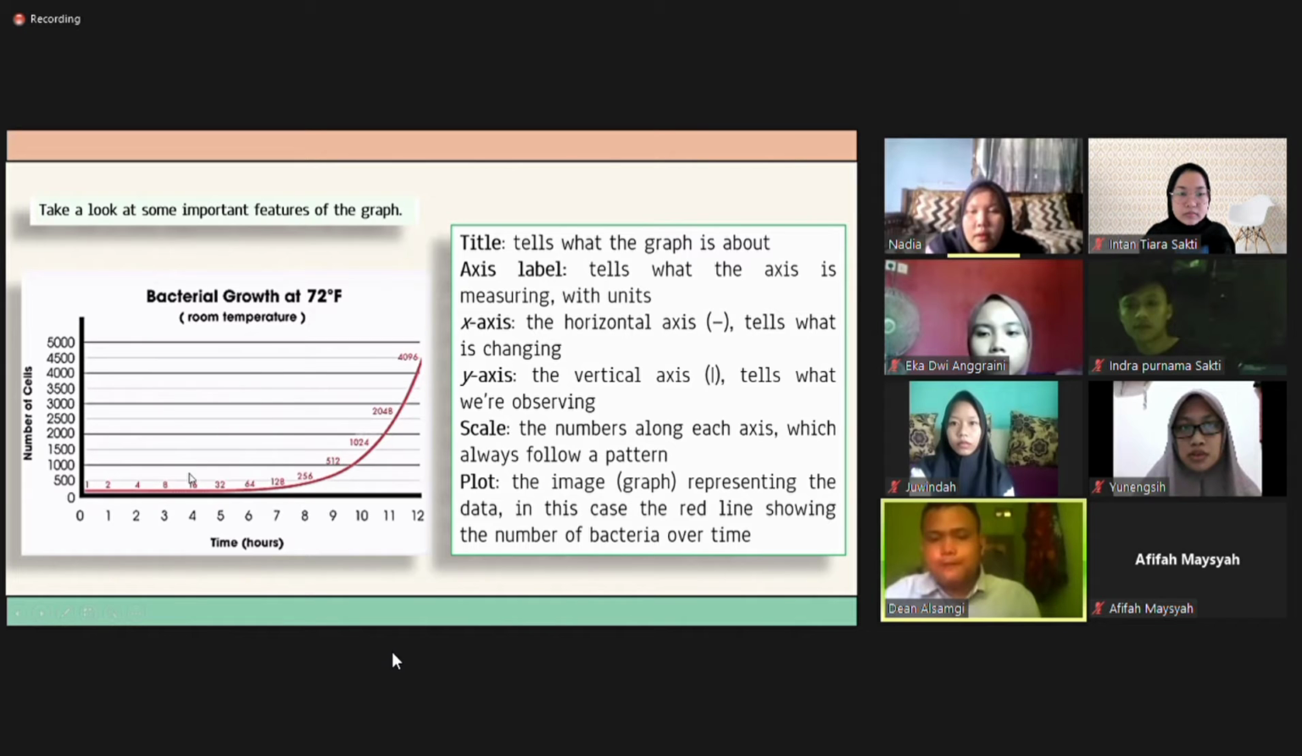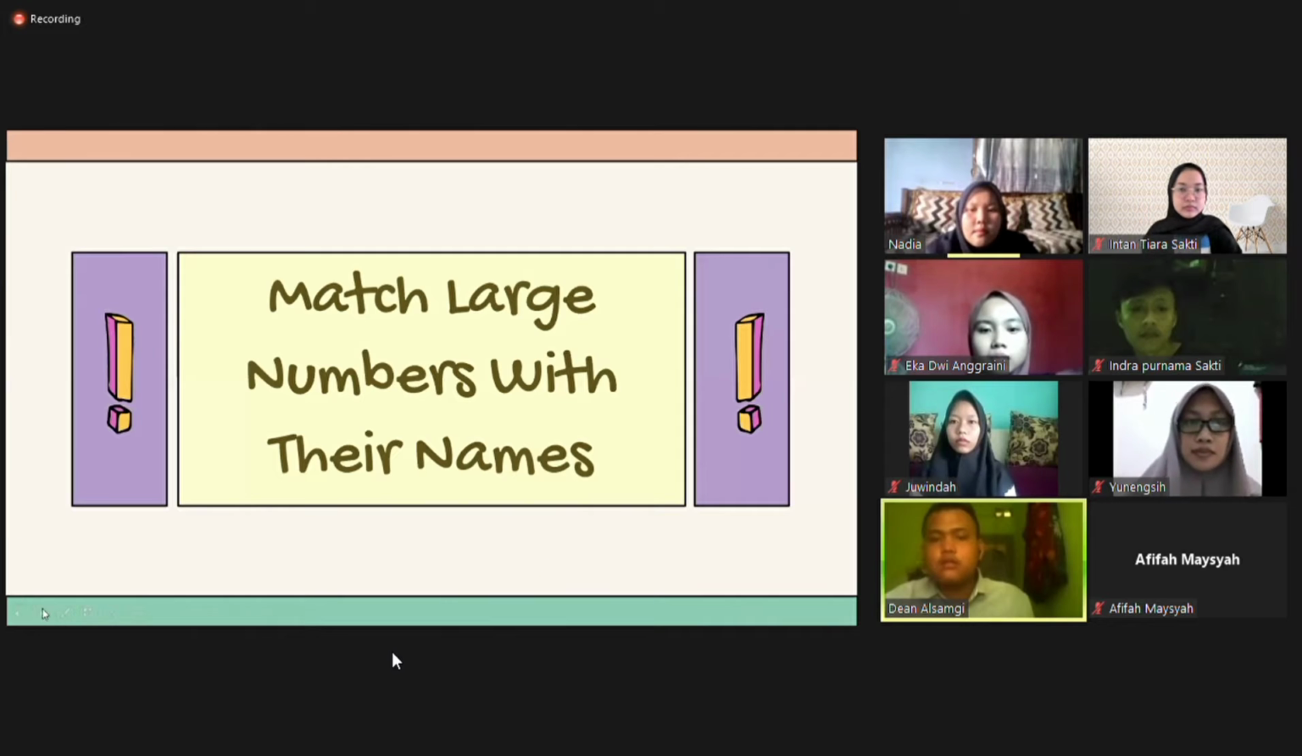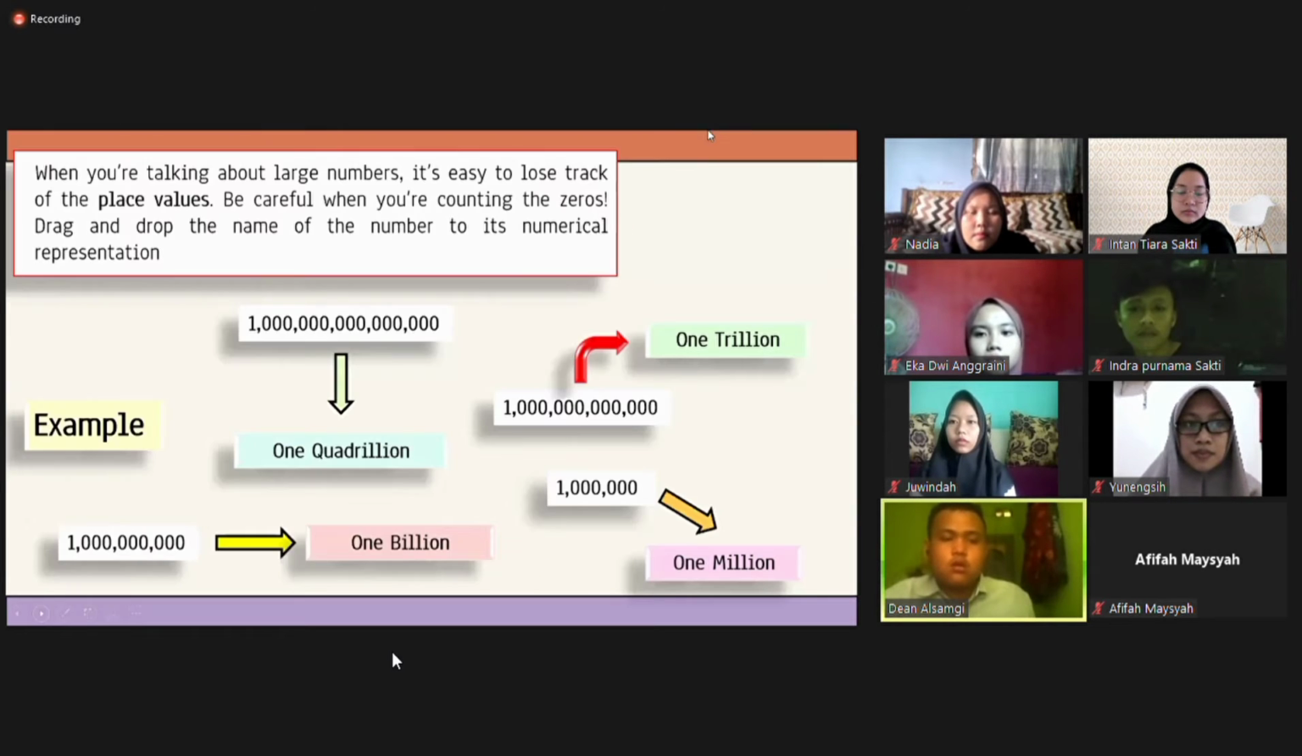The number of... and next. And then match large numbers with their names. When you are talking about large numbers, it's easy to lose track of the place value. Be careful when you are counting the zeros. Drag and drop the name of the number to its numerical representation.